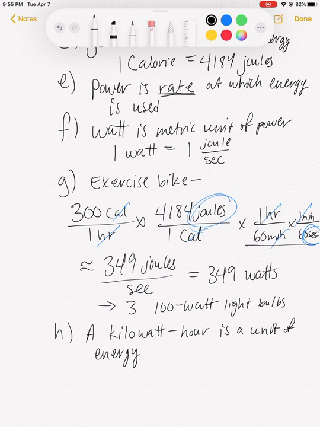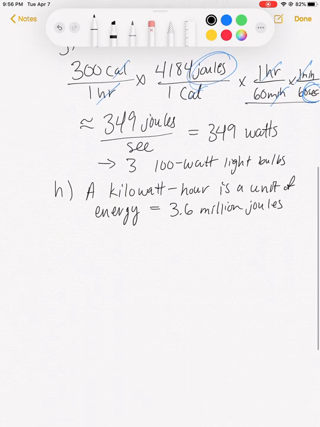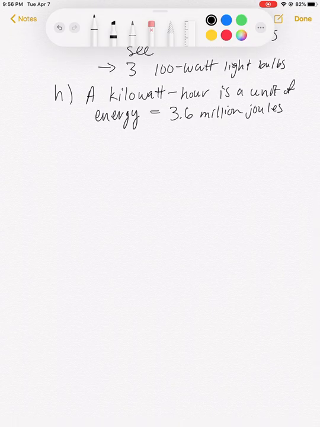It is 1,000 watts times hours, and when you do that, you get a lot of joules. So 1,000 watts for an hour, because you have hours in there too, is equal to 3.6 million joules. When you do this, we can power light bulbs. So, powering a light bulb.